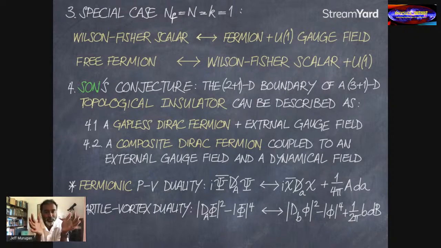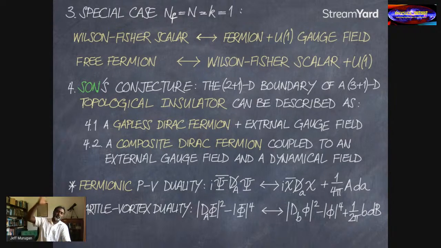So you take this Dirac fermion and you put it in an external gauge field, like an external magnetic field, for example, or an external electric field. So that's one description. Gapless Dirac fermion coupled to an external gauge field. The second description is as a composite Dirac fermion. And the composite Dirac fermion is coupled to an external gauge field and a dynamical gauge field.